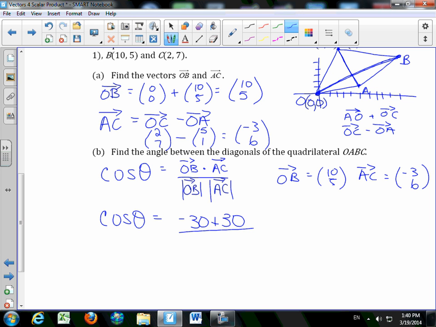Now at this point you see a 0 on top. You could technically stop here because if you've got a 0 in the numerator, it doesn't matter what this is down here, it's going to be 0. And when cos theta equals 0, then theta equals 90 degrees. So that's the angle between the diagonals of that quadrilateral. We won't worry about calculating the denominator because that comes up in the next couple of questions.